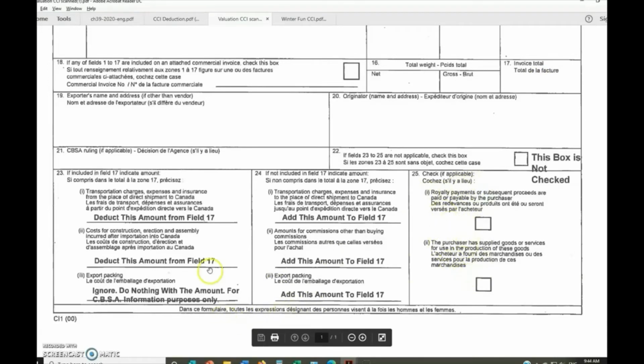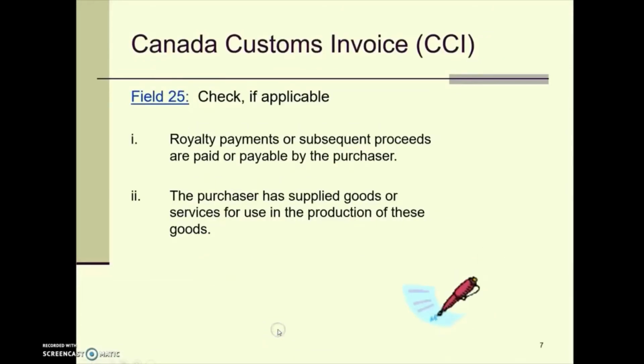Now, we're going to talk about field 25 just quickly, but we're not going to be doing it in this particular class, but it's interesting to know what those are. Field 25I is royalty payments or subsequent proceeds. So let's talk about what royalty payments are.